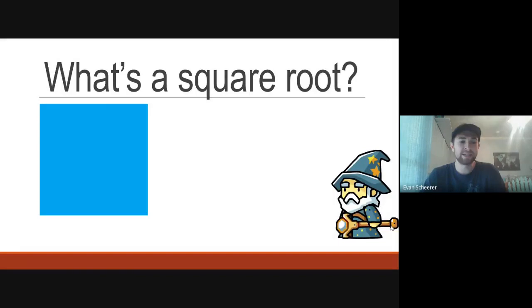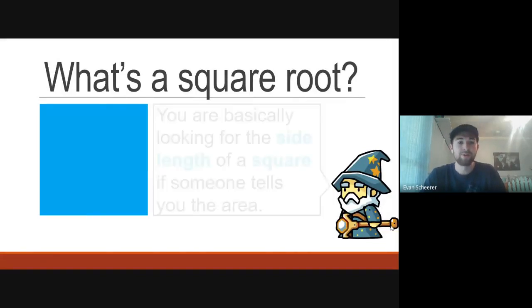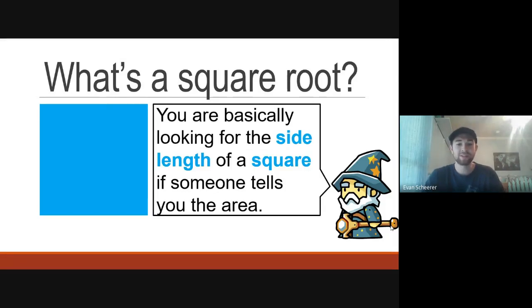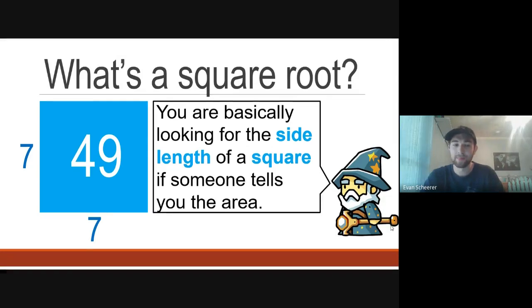So first, finding square roots. What is a square root? Well, a square, obviously you can see the square, right? A square root is you're looking for the side length of a square if someone tells you the area. For example, if the area of a square is 49, then you need to find the side lengths. Remember, all four sides of a square are the same. So we're looking for a number that multiplies by itself to make 49. So 7 and 7. The square root of 49 would be 7 because 7 times 7 is 49.